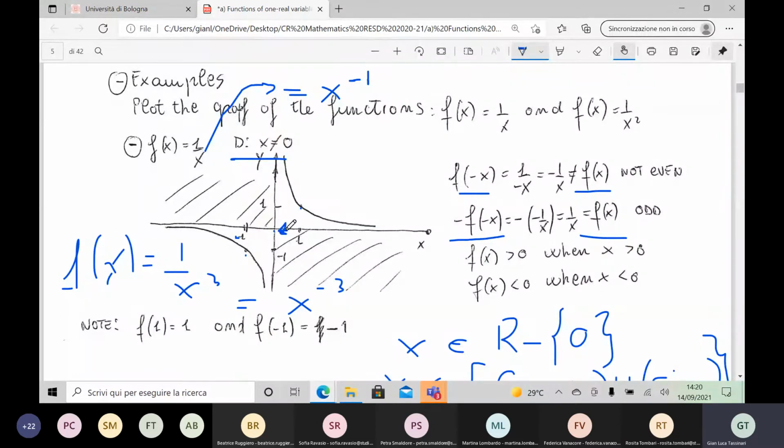For x that tends to 0 from the right, the value of all these functions becomes bigger and bigger. For x that tends to 0 from the left, the function becomes smaller and smaller, assuming more and more negative values. And I repeat, you have essentially the same pattern for all the power functions with negative, odd integer exponent.